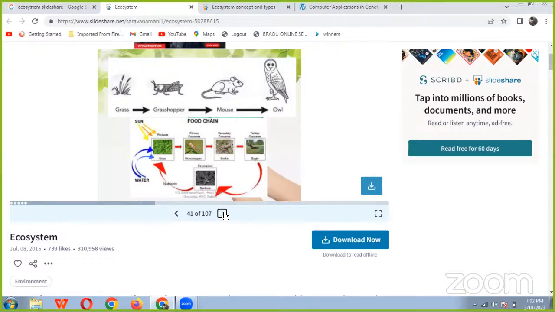And the food web. What is the meaning of the food web? The interlinking between food chains is also called a food web. In natural conditions, a food chain never operates in a simple sequence. Instead, chains are interconnected with each other, forming an interlinking pattern, which is called a food web. These are food chains; next one is the food web.